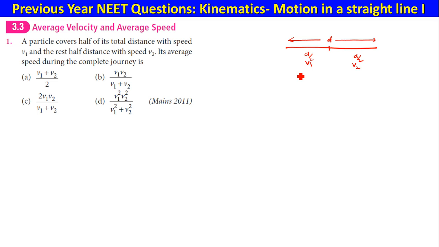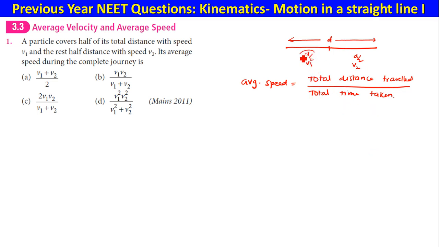Now its average speed during the complete journey is, so basically, what is the formula for average speed? Average speed is nothing but total distance traveled by total time taken, isn't it? Very good. This is the only formula we'll be using for the upcoming 8 questions. So what about total distance traveled here? That is d.